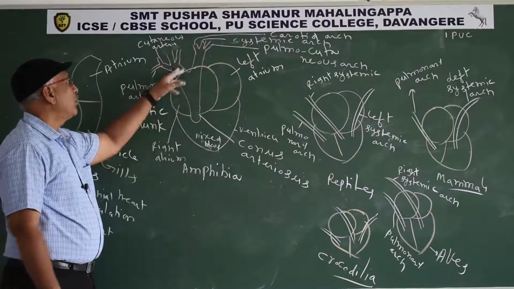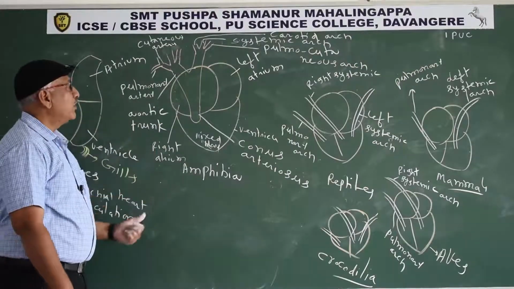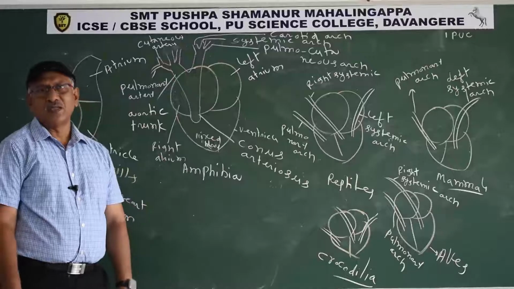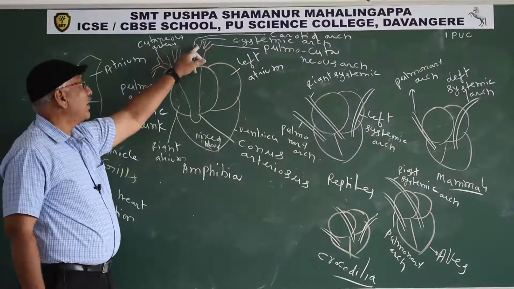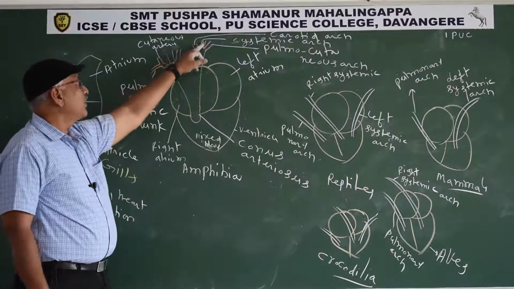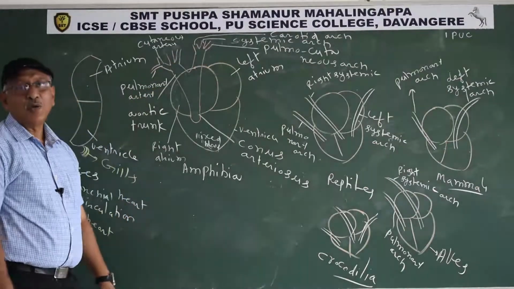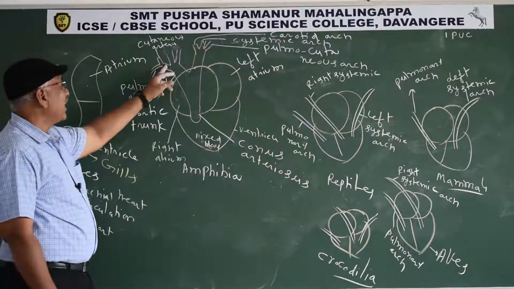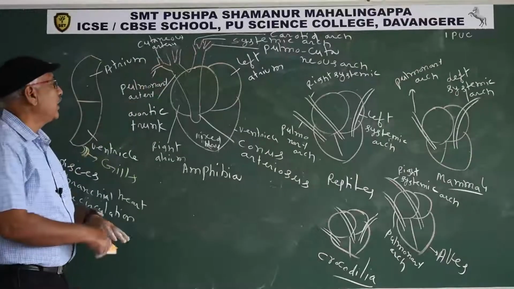From the conus arteriosus, through three pairs of arches, the blood is circulated to all parts of the body. So 33% blood enters a pair of carotid arches, 33% blood enters a pair of systemic arches, 33% blood enters a pair of pulmocutaneous arches. Again pulmocutaneous arch is divided into two arteries, cutaneous and pulmonary.